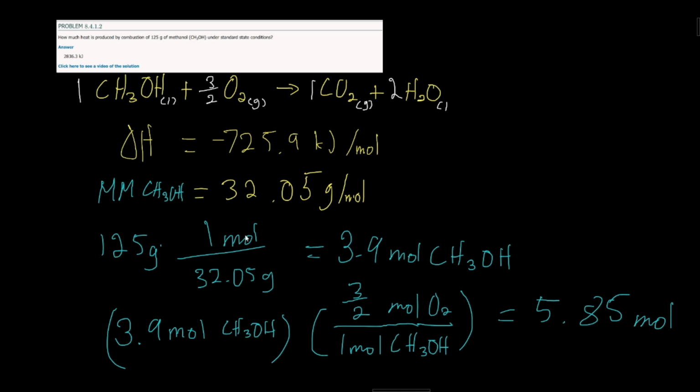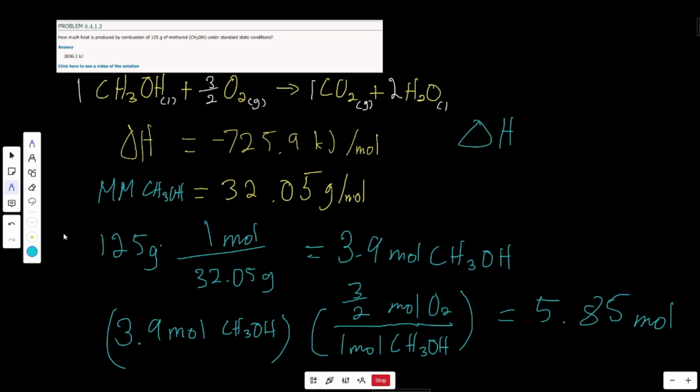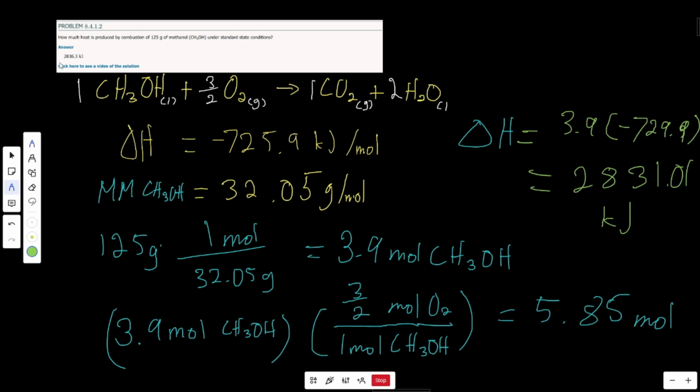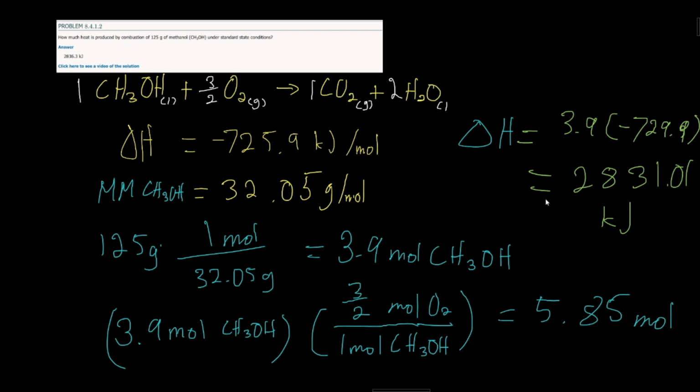So now we just have to multiply our moles of methanol by our enthalpy per mole. So our final enthalpy would be 3.9 times our enthalpy for the reaction, and this will get us a final answer of 2831.01 kilojoules. Now the answers here are different, but that's because I used different sources for the enthalpies compared to this source.